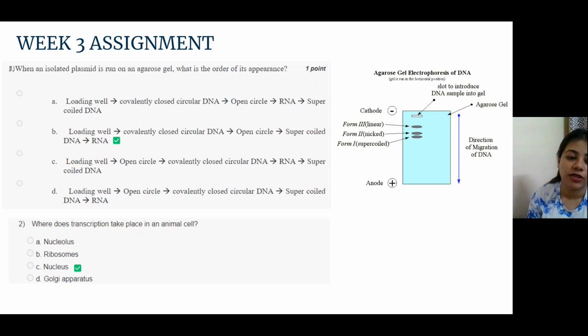Next, the second question for this week's assignment, the week 3 assignment, was about where transcription takes place in an animal cell. When you get a question like this, the first thing you need to address is what type of cell or host system they are asking about. In this case, it's an animal cell, which obviously is a eukaryotic cell.